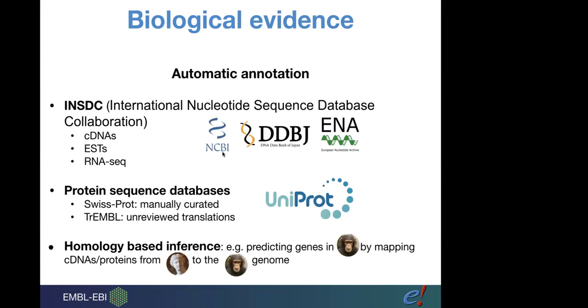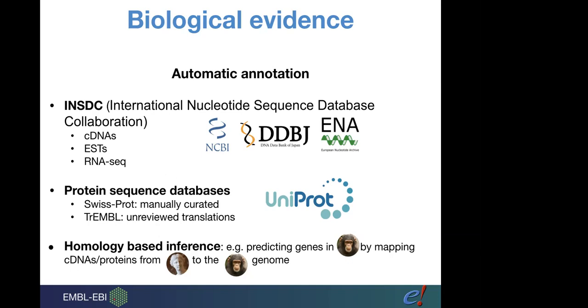And here we have the sources of biological evidence that we may use. So we take nucleotide data from the International Nucleotide Sequence Database Collaboration. This is a collaboration between three institutions, including NCBI's GenBank, the DNA Data Bank of Japan, and also ENA, the European Nucleotide Archive. We take most of our proteomics data from UniProt, that includes manually curated proteins from SwissProt and unreviewed translations from TrEMBL.